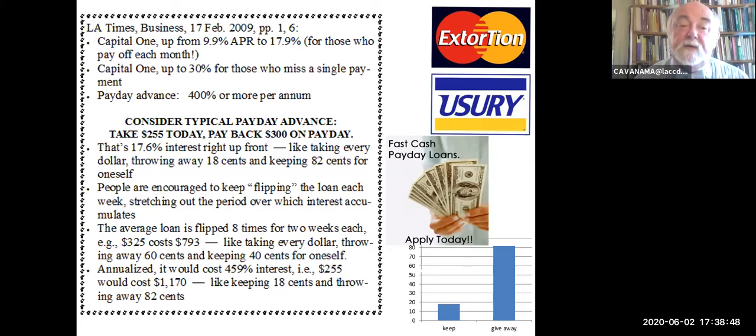It's like you take every dollar and you get change, you keep 82 cents for yourself and you throw 18 cents in the trash. Not really right. And if you flip the loan, you do it again next time, you flip it, let's say, 8 times for 2 weeks each, $325 costs $793. That's like taking your dollar, throwing away 60 cents and keeping 40 cents for yourself. And if you do this all year, it's like keeping the 18 cents and throwing away the 82 cents in the trash.